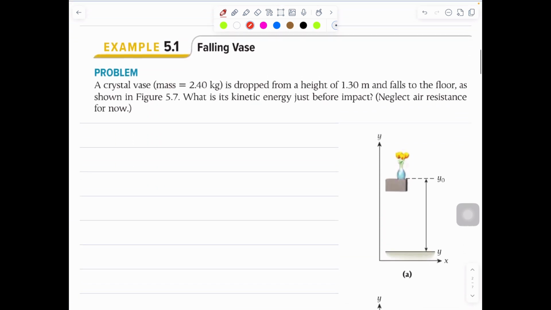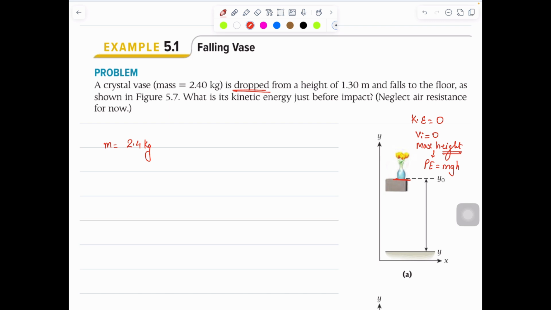We have question number 1. Try to understand what the question is telling us. A crystal vase of mass 2.4 kg is dropped. If something is dropped from a particular height, the initial velocity is 0. Clear? The body is at maximum height, and maximum height means potential energy is mgh and the kinetic energy is 0.